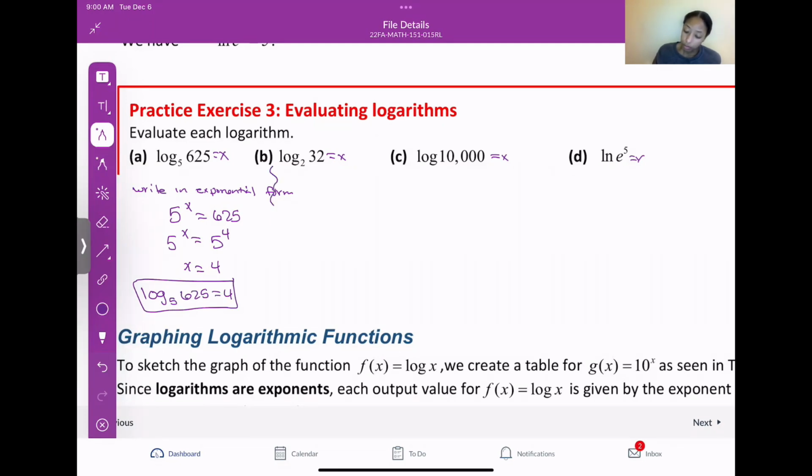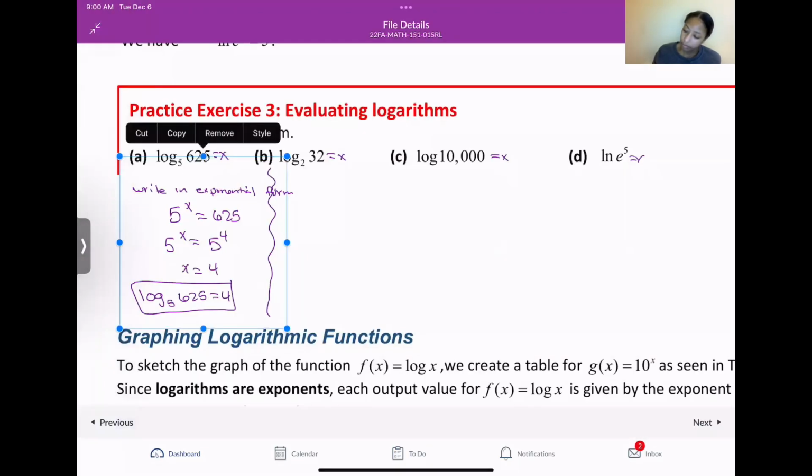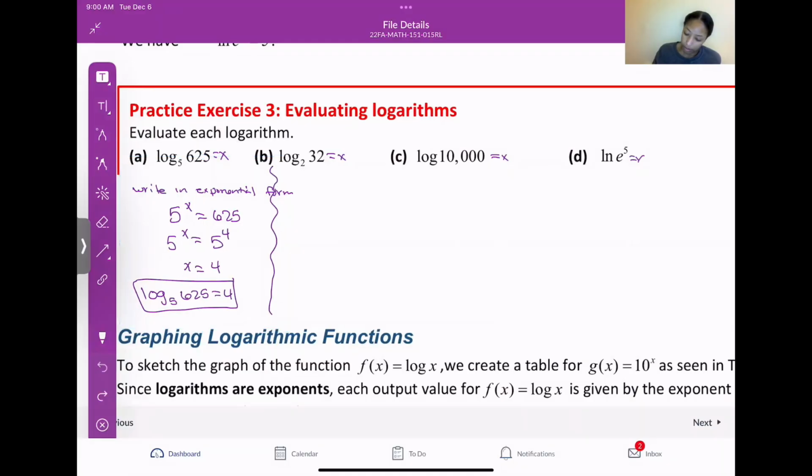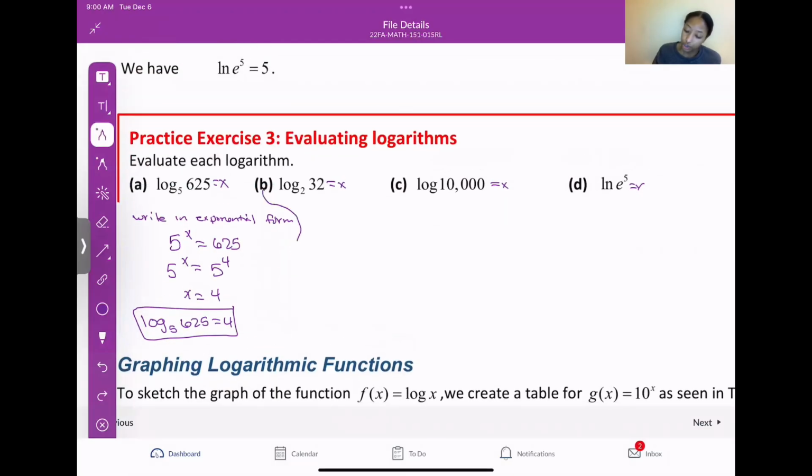All right, for part B. Here I go with all my typos, messing things up. For part B, log base 2 of 32 equals x. This would give us 2 to the x power equals 32. And then that's when we think about our powers of 2. 2 squared is 4, 2 cubed is 8, 2 to the 4th is 16, 2 to the 5th is 32. So 32 is 2 to the 5th power. That means x equals 5, or log base 2 of 32 equals 5.